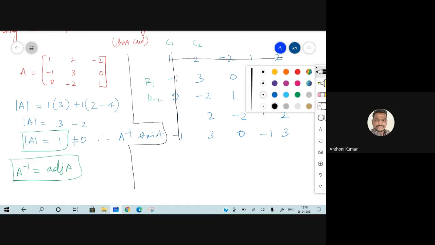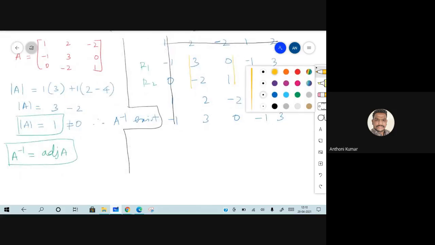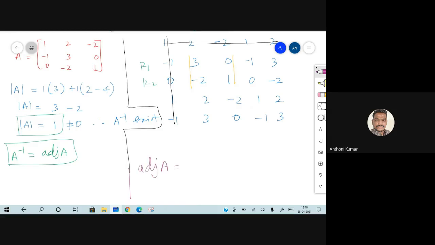In that 4 by 4, take this 2 by 2 determinant. Take this 2 by 2 determinant. I'll use some other color. Yes. Now get ready with your adjoint of A. The required adjoint of A is going to be a 3 by 3.